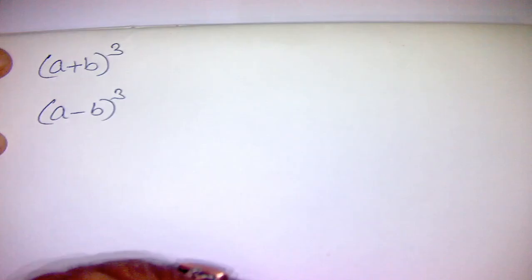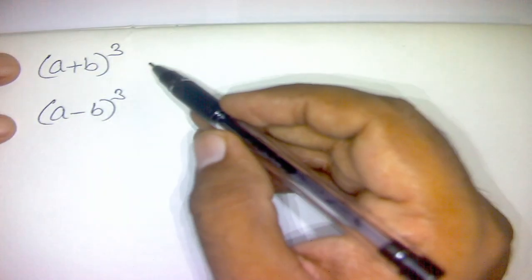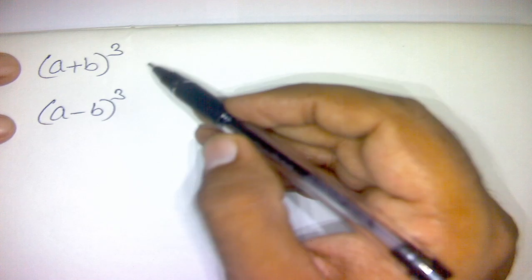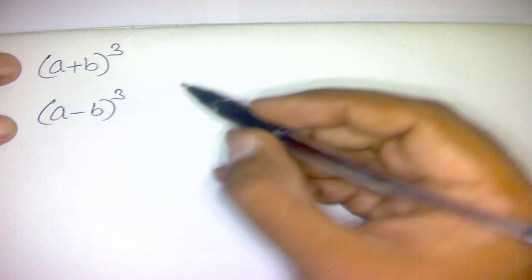that is a cubic identity. These are new to you, that is a plus b whole cube, and you have a minus b whole cube. Now these two identities are there. The use of them will be the same as you have done with the square identities, that is a plus b whole squared and a minus b whole squared. I'll just tell you what these are equal to.